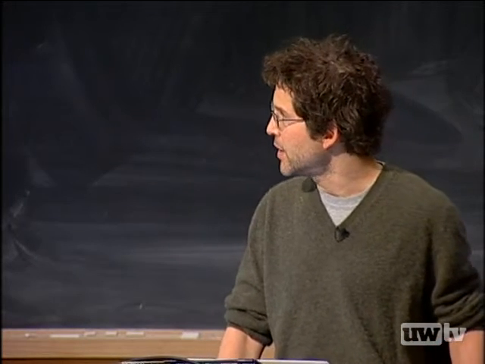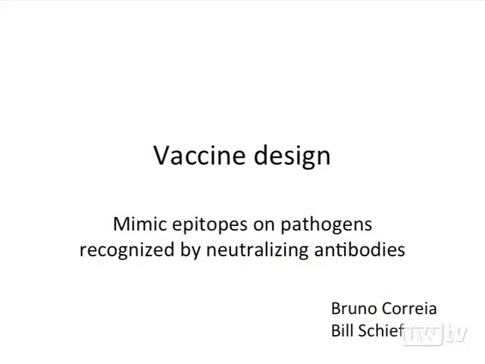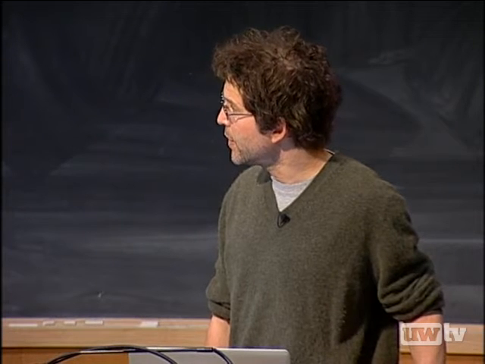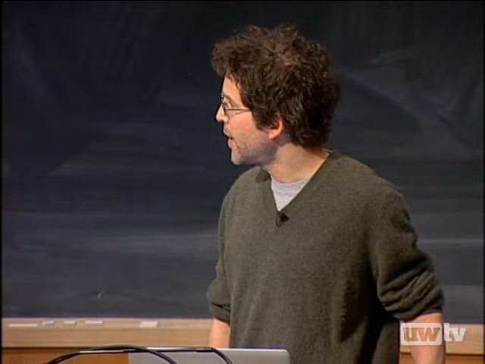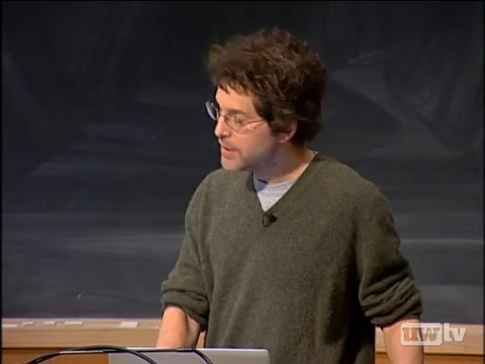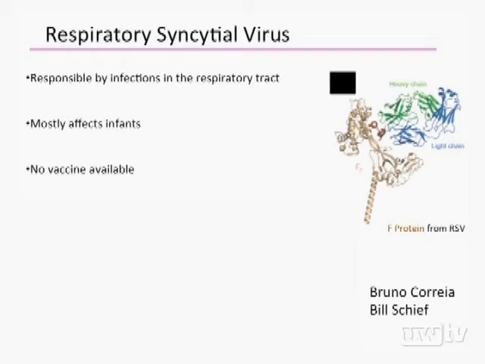So what about vaccines? With a vaccine, the idea is sort of the opposite. Rather than trying to bind a pathogen protein, you're trying to mimic epitopes on its surface, in particular those which are recognized by neutralizing antibodies. So there's work done with Bill Schief, who used to be here, but now he's moved to Scripps, and a student, Bruno Correa. So we did a lot of work on HIV vaccine design, but what I'm going to tell you about instead is RSV.